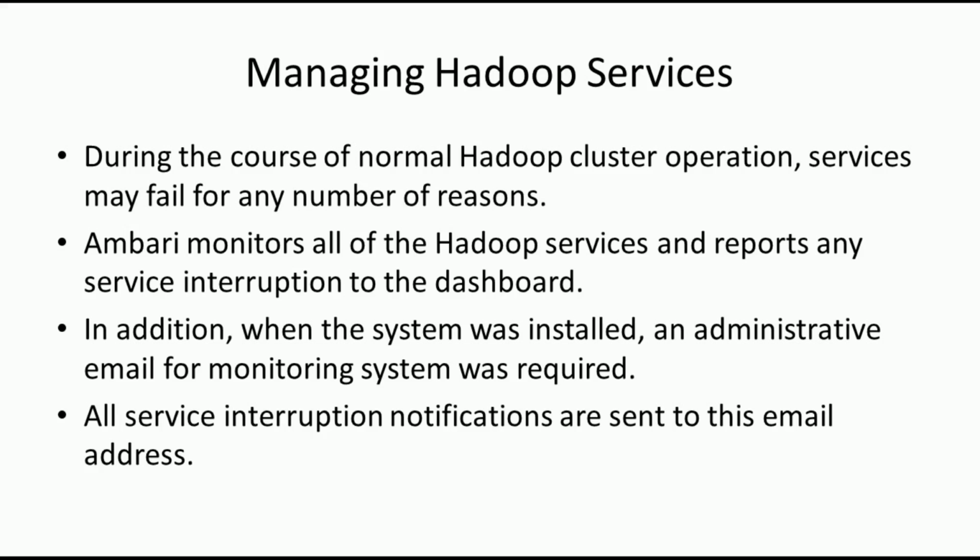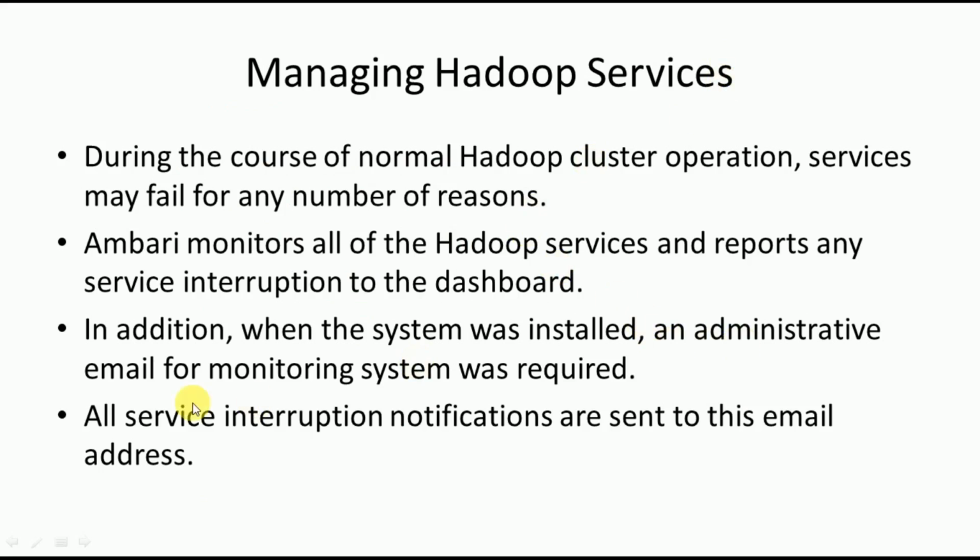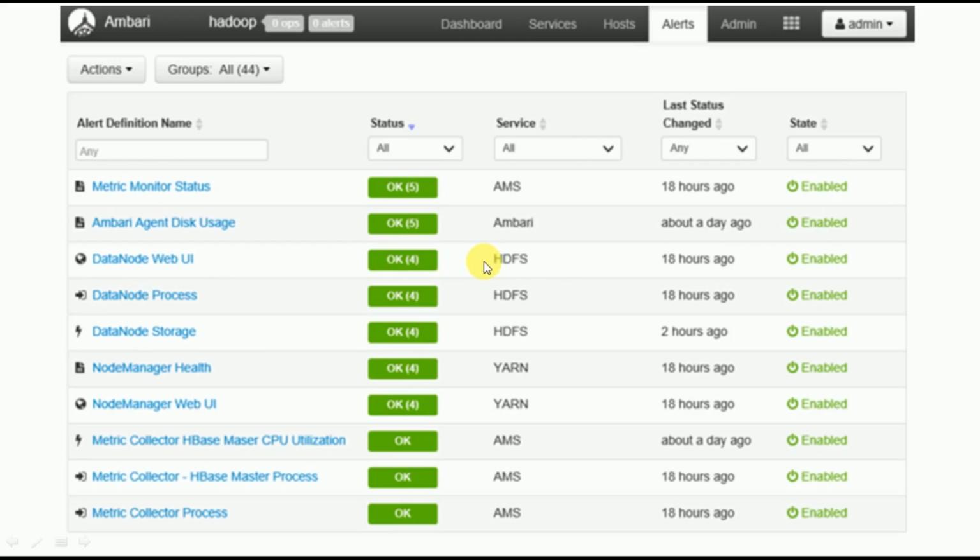As well as that, there is a tab called alerts, as I showed you earlier. It will show you the status of each and every component as well as the services present on that cluster. If you want to see it here, you can see it here. Otherwise, you can mention the administrative email ID. If something goes wrong, that information will be sent to that email ID. So all service interruption notifications are sent to that email address.